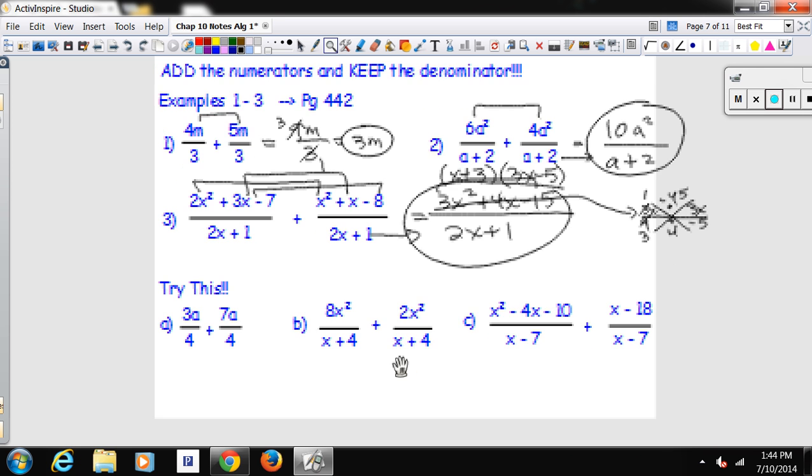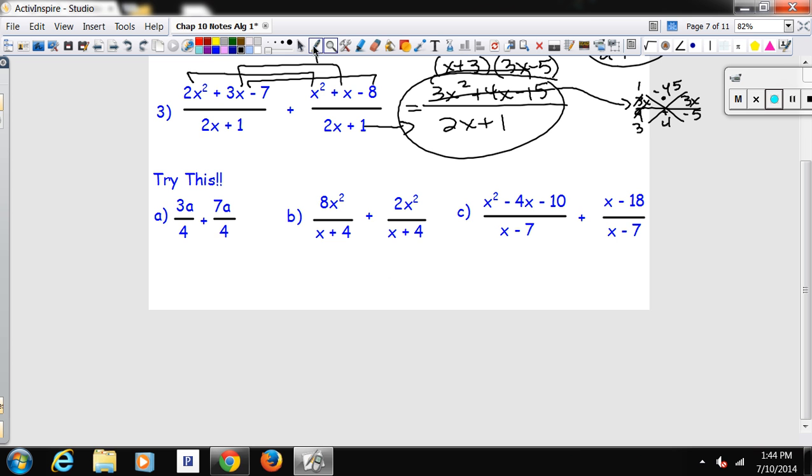Take a look at the bottom one. Again, with common denominator, that makes it nice for us. 3a's plus 7a's is 10a's, and you keep your denominator as a 4. Reduce this by 2, get a 2 and a 5, so you get 5a over 2.